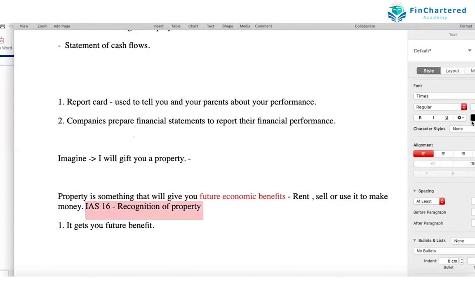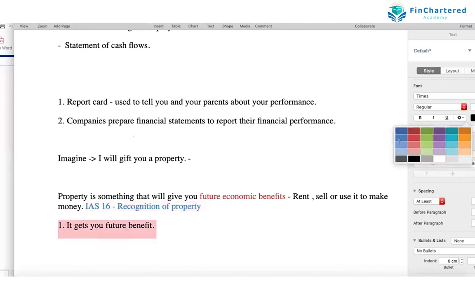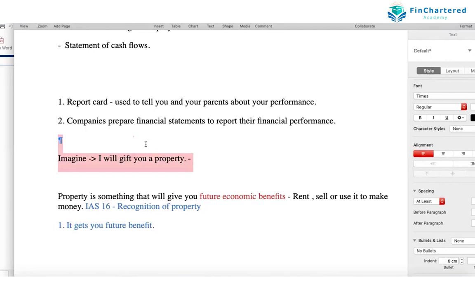It gets you future benefit. What is the second recognition of property? I gave the same example in the demo, but it's convenient to give the same example again, and it'll be like a quicker revision for others.